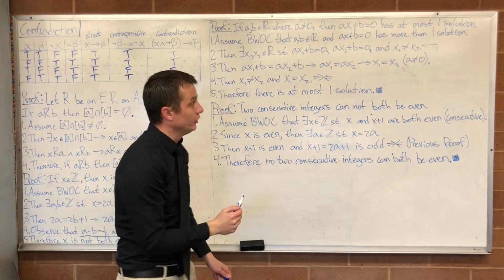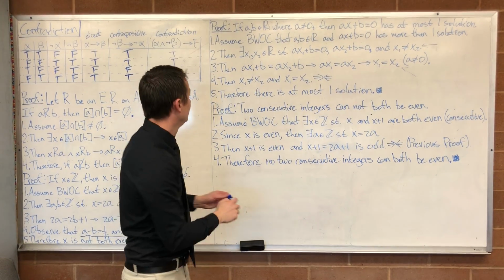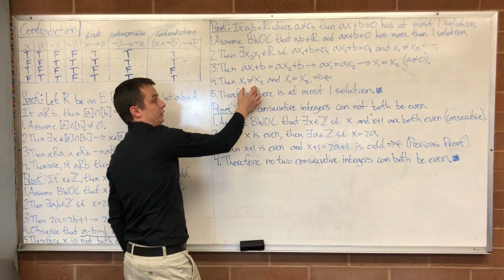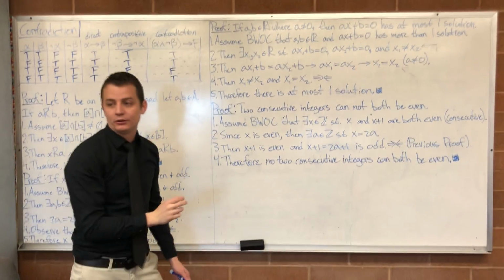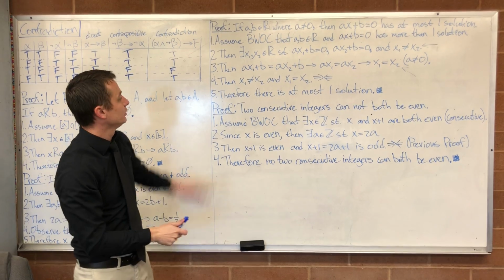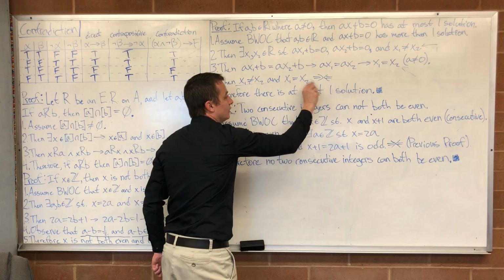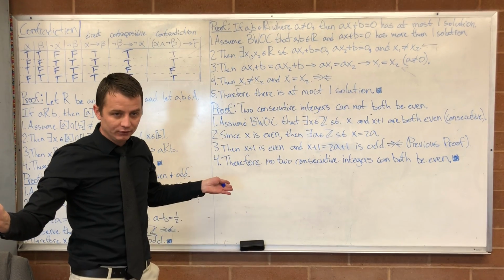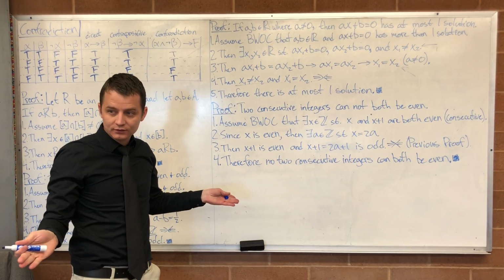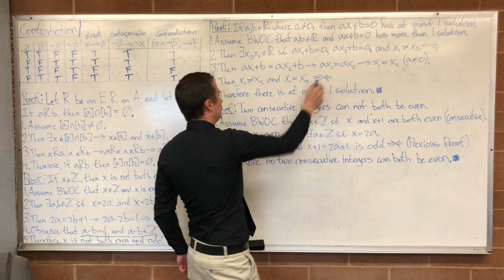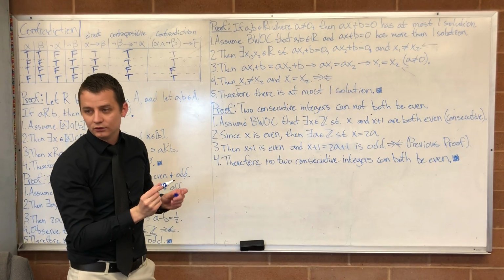But x1 is not equal to x2, and x1 is equal to x2. So then we have x1 is not equal to x2, and x1 is equal to x2. How possible is it for x1 to not equal x2 and x1 to equal x2? That is as impossible as it gets. That's our big F. Right? Yep. And so there's our contradiction. Therefore, there is at most one solution.